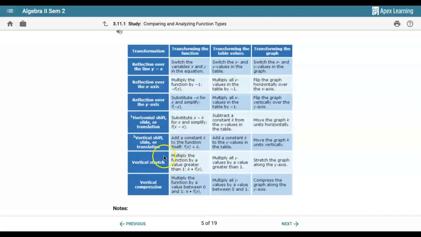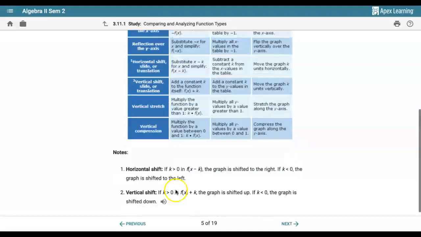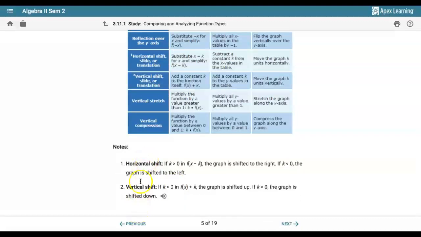Then if we're going to stretch or compress, we multiply the entire function by a constant. If the constant is greater than 1, it's going to be a stretch, pulling it away from the x-axis. If it is a compression, it's going to be pulled closer to the x-axis. All right, and then we noticed here horizontal shifts and vertical shifts, noticing the difference.